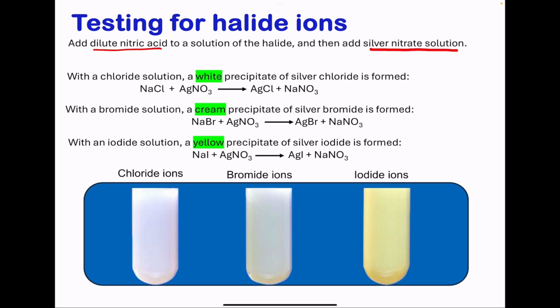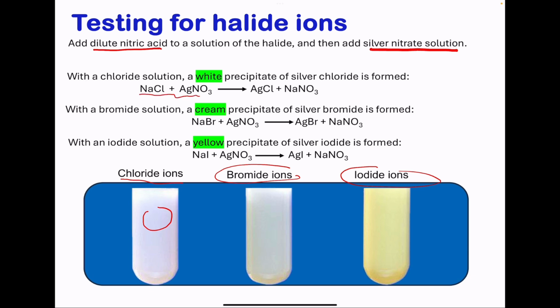If the precipitate is white, that confirms a chloride ion. If the precipitate is cream, that confirms presence of bromide ions. And if the precipitate is yellow, that confirms presence of iodide ions. So the equations for the reactions are like we see here.